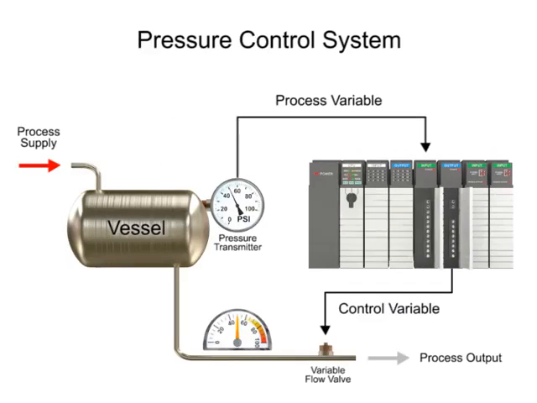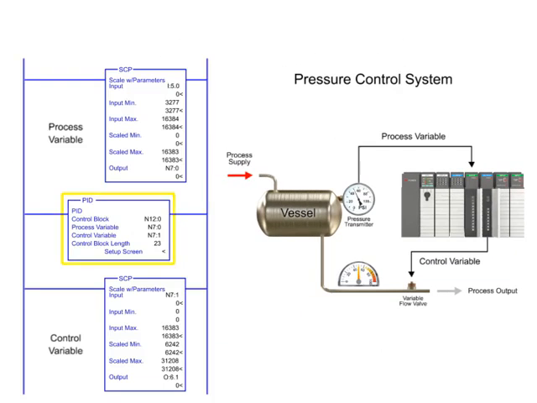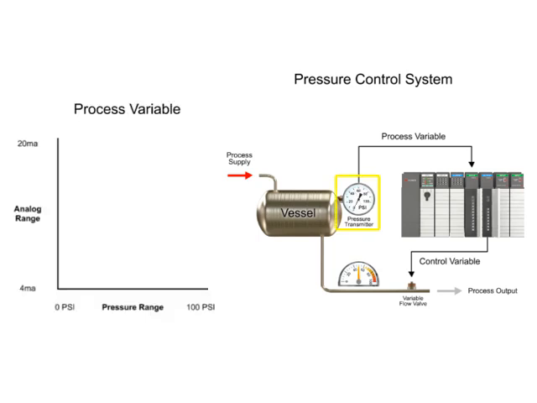In the following program example, the PID instruction is used to control pressure of a vessel. Using a pressure transmitter as the process variable and a flow valve as the control variable, the set point is maintained at 50 psi. The pressure transmitter, identified as the process variable, converts 0 to 100 psi to a 4 to 20 milliamp signal. With a linear relationship, 0 psi measured at the transmitter produces a 4 milliamp signal, and at 100 psi, a 20 milliamp signal is produced.